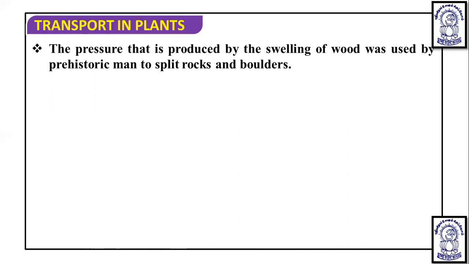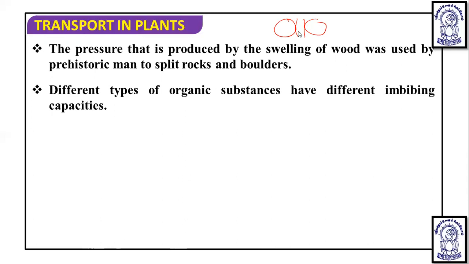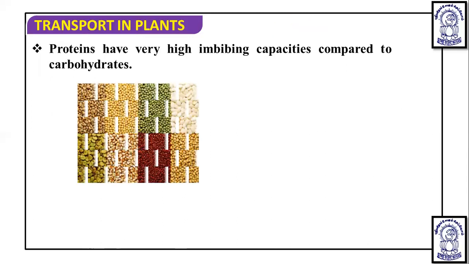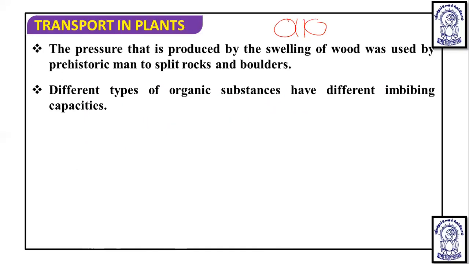So if two rocks are there and we want to separate them, what will we do? We will put a piece of wood and pour a plenty of water on it, which will swell up. Different types of organic substances have different imbibing capacity. We will discuss that, but before that we have to understand imbibition in more detail. Here it is obviously a special type of diffusion. Now we have to understand what will happen in the case of imbibition.